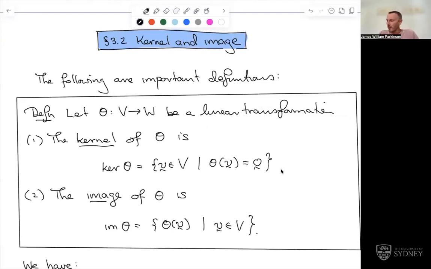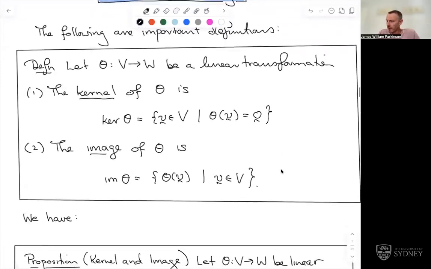Okay, so you probably remember kernels and images a little bit. If theta was just given by a matrix, going from F^n to F^m, then the kernel of theta is just all of the vectors v such that Av equals 0. So it's the 0 eigenspace, for example.